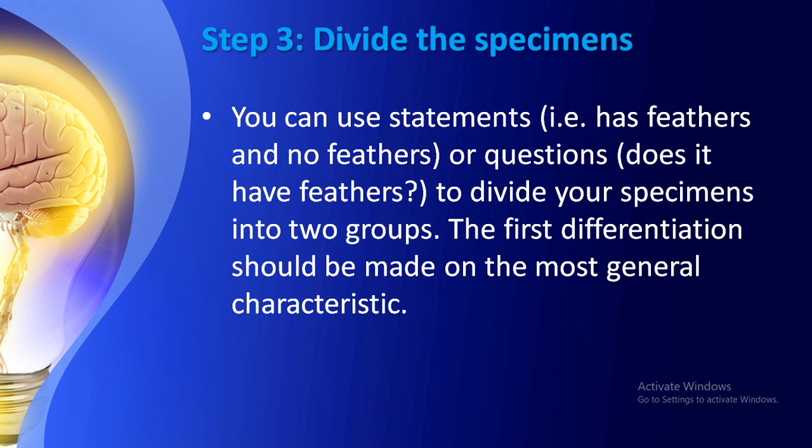Divide the specimens. You can use statements like, for example, has feathers and no feathers, or they can be in the form of a question like, does it have feathers? To divide your specimens into two groups. The first differentiation should be made on the most general characteristics. As I told you before, you have to go from general to specific.